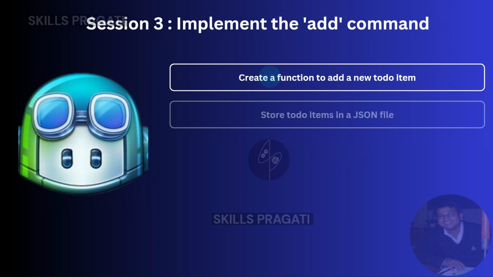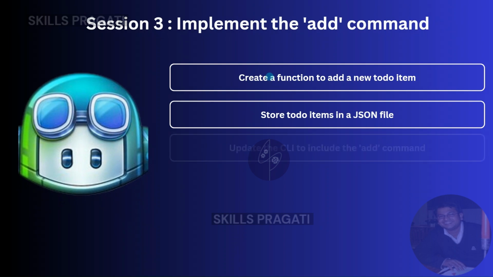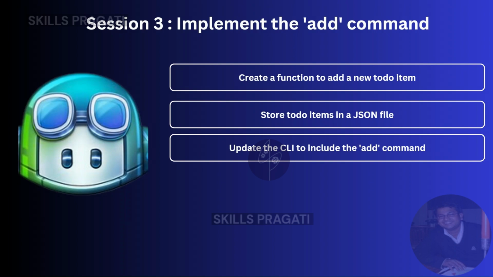The second task is to store to-do items in a JSON file. This involves setting up a mechanism to save the to-do items persistently. Using a JSON file is a straightforward way to store the to-do items, as it allows for easy reading and writing of structured data. The function created in the first task will need to interact with this JSON file to add new items.